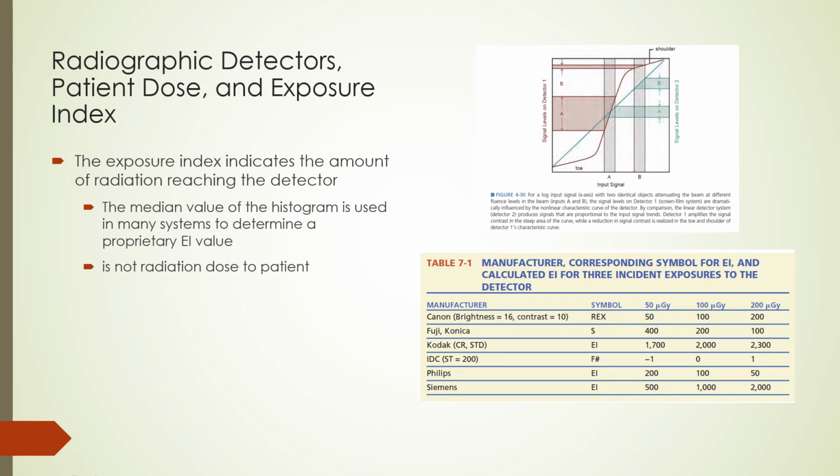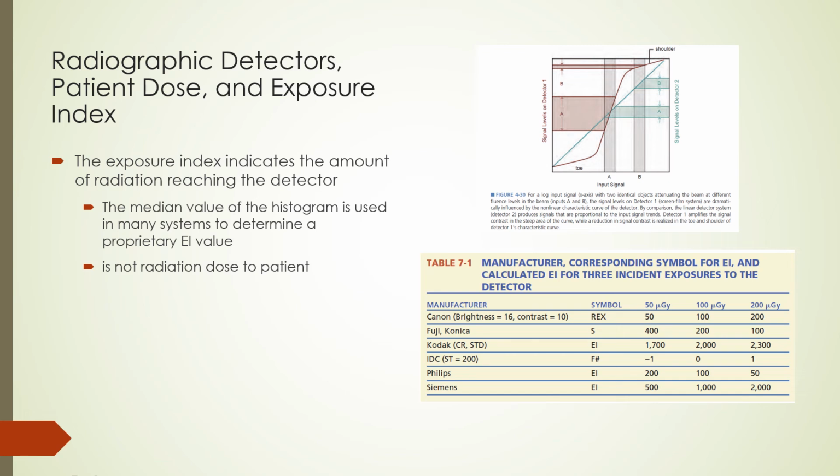Recall this image from a previous lecture showing the HD curve for screen film and the line for a digital detector. The important point to remember is that a digital detector has a wide dynamic range and better sensitivity at low doses than the screen film system. It is also more forgiving at higher or lower doses than a screen film system. This table shows some symbols used by digital detector manufacturers to characterize parameters representing the exposure reaching the detector.